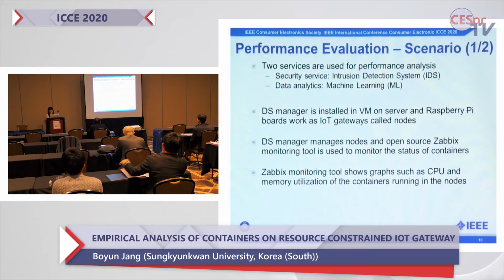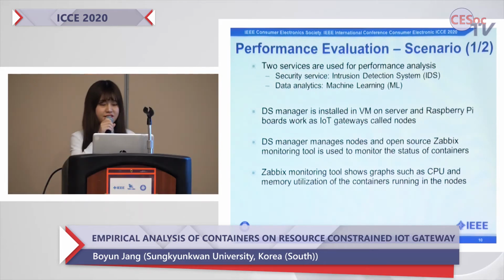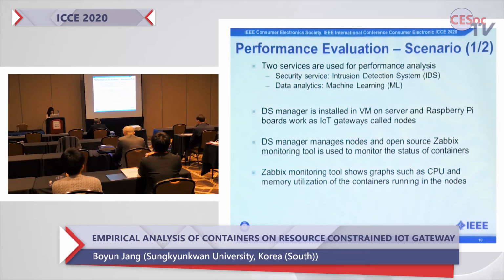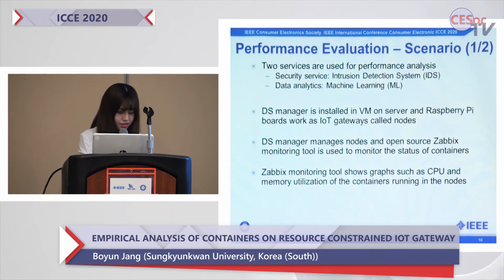For the performance evaluation, there will be 2 services. The first one is a security service like an intrusion detection system, and the second is for data analytics. Here, as I said, the Docker Swarm Manager will work as a server, and the Raspberry Pi boards will work as the IoT gateways. The Docker Swarm Manager will manage the nodes, and Zabbix will monitor the status of containers, and it will give some graphs to show.